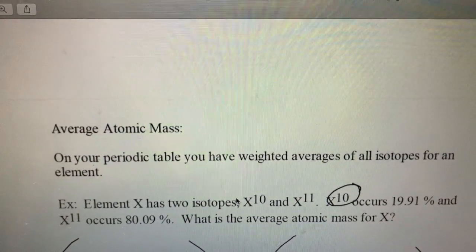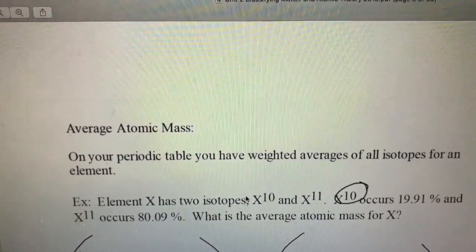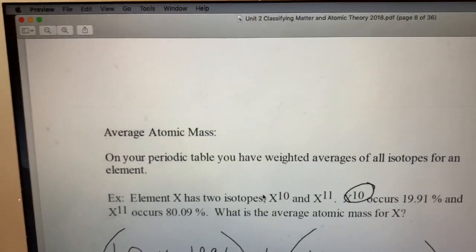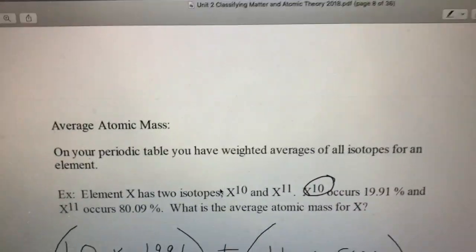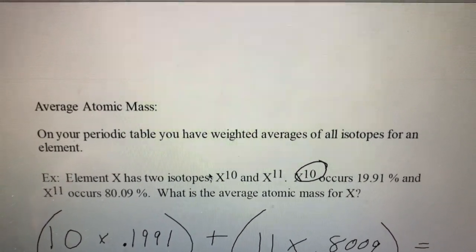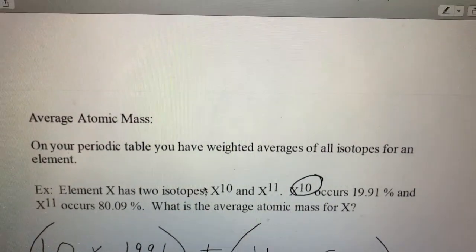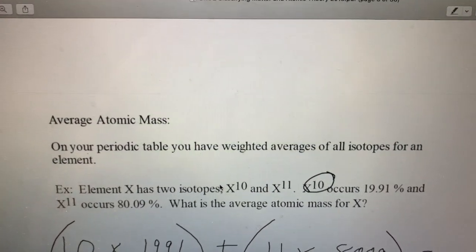So a weighted average, remember, keeps in mind how abundant, how often that particular isotope occurs. Most of the time when we do our averages, we are doing weighted averages. If I'm averaging how you guys did on a test, I look at all of the different test grades and how many people achieved those grades. That is a weighted average. So let's just talk about how we're going to do that and what that's going to look like.